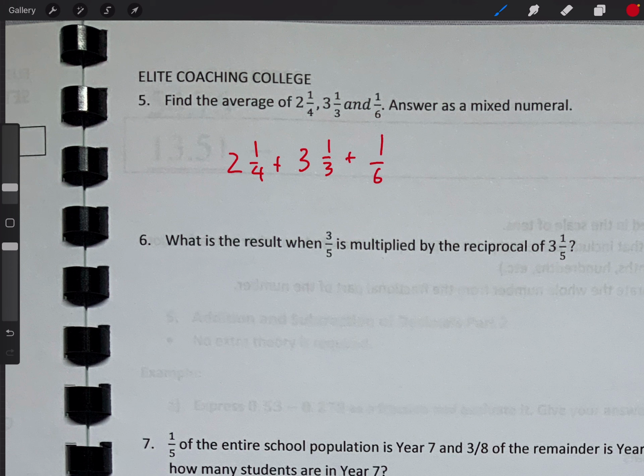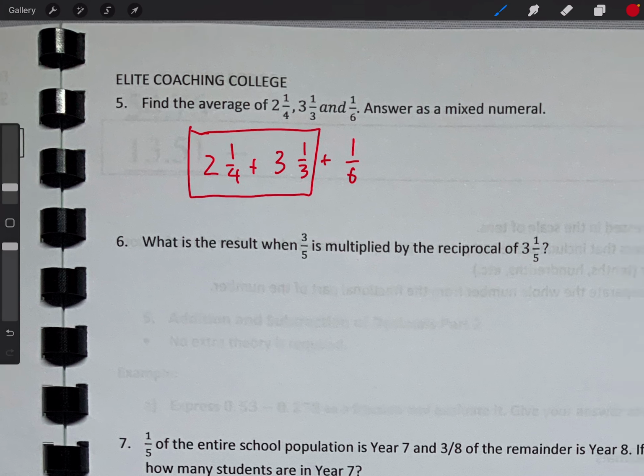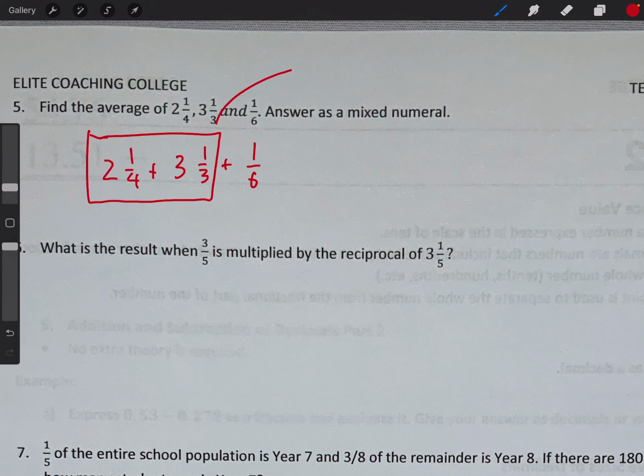Okay, so how are we gonna add this? I'll show you another way to add. I'm gonna deal with this first. I'm gonna add these two numbers first. I'll show you a new method of adding mixed numerals. Normally what we would do is change them both into improper fractions and add that way, okay? But I'm gonna show you another method. I'm gonna do whole number and fraction.